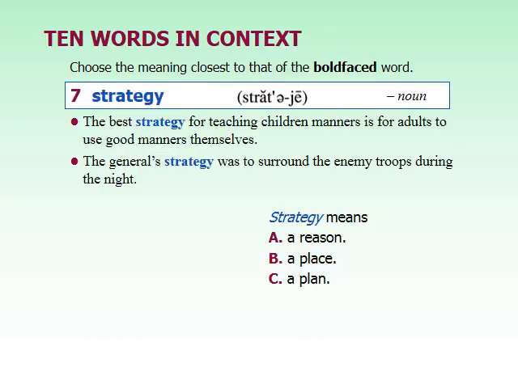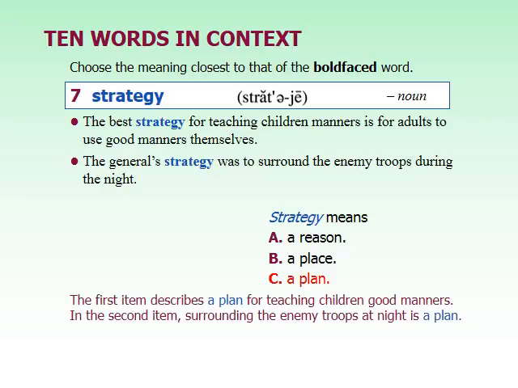So next one here is strategy. The best strategy for teaching children manners is for adults to use good manners themselves. The general strategy was to surround the enemy troop during the night. Strategy is a plan. Now this word is similar to the word tactic that we've already studied, right? A tactic, we said, is a method for doing something. A strategy normally involves many different tactics. So the strategy is the whole plan to achieve some goal.